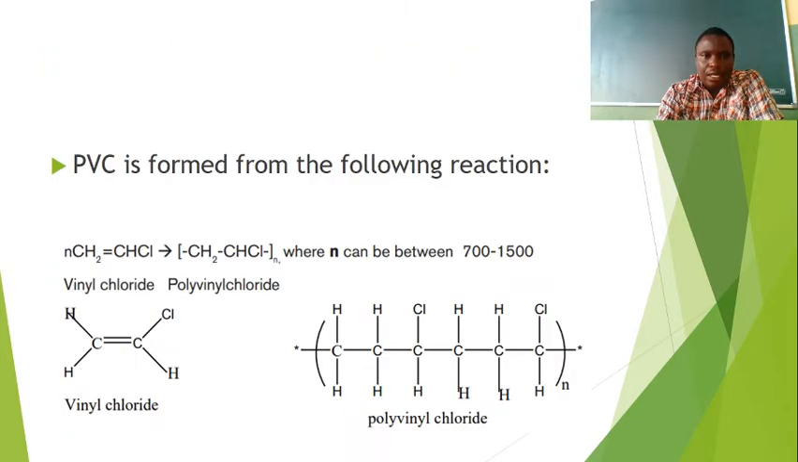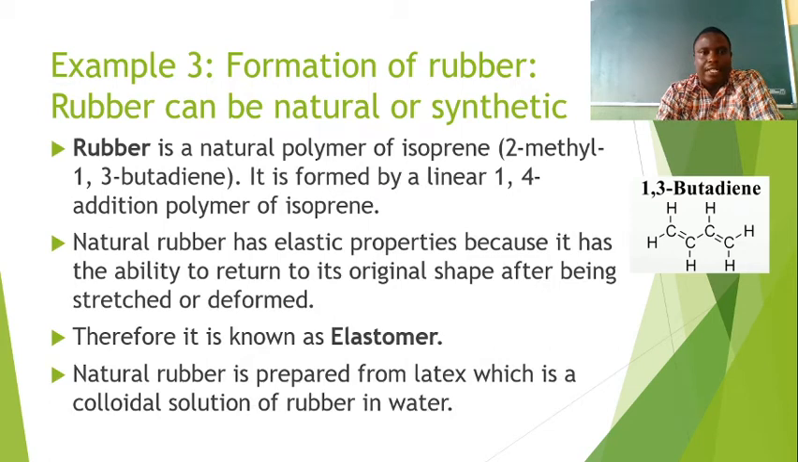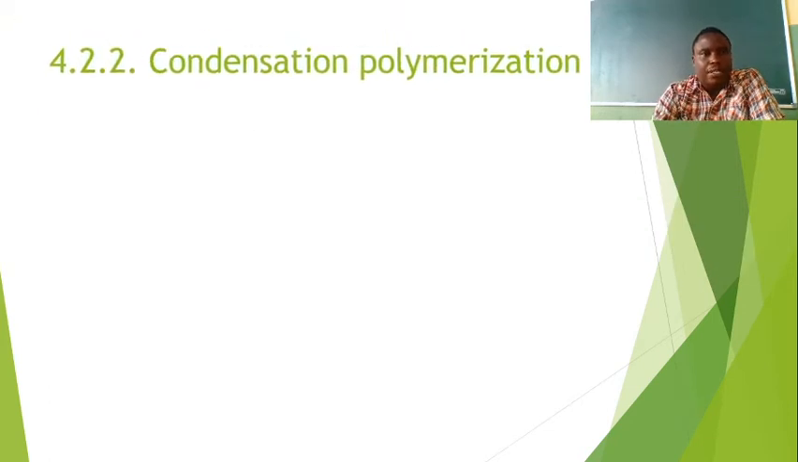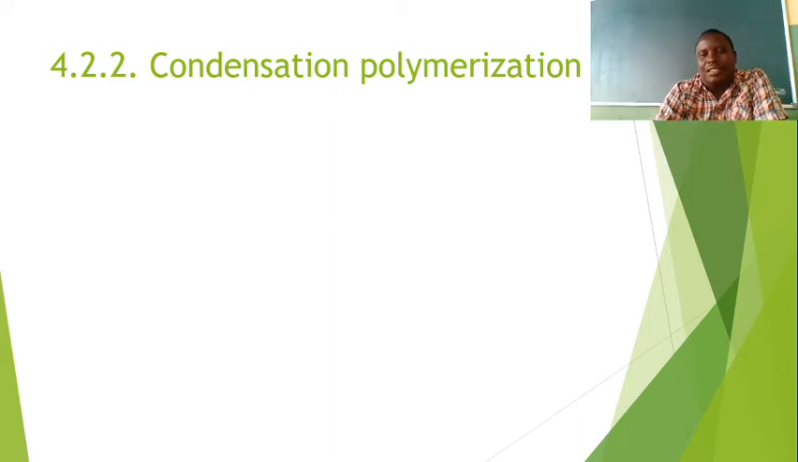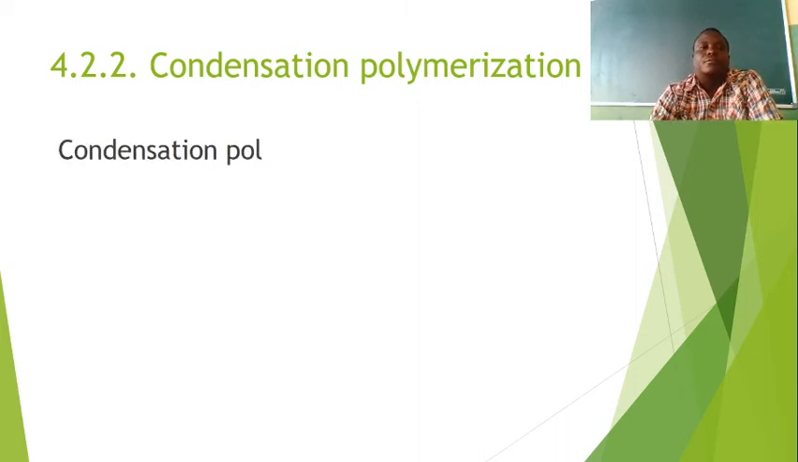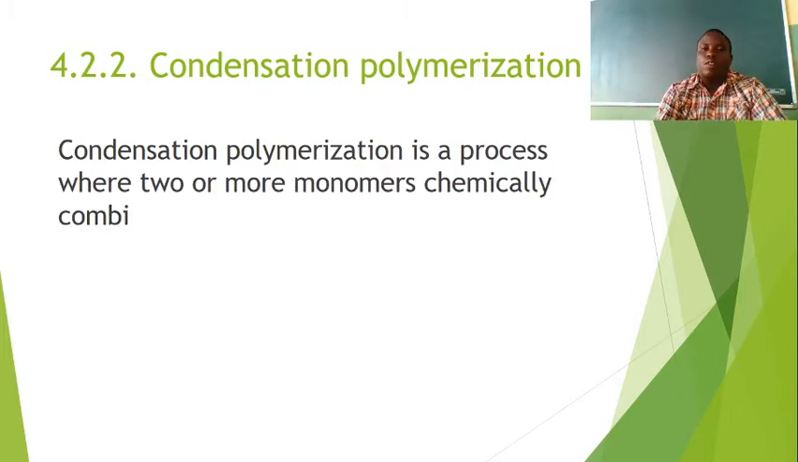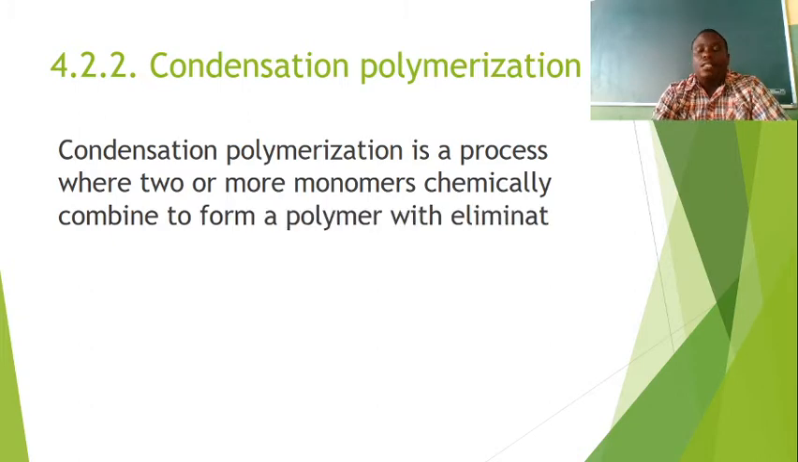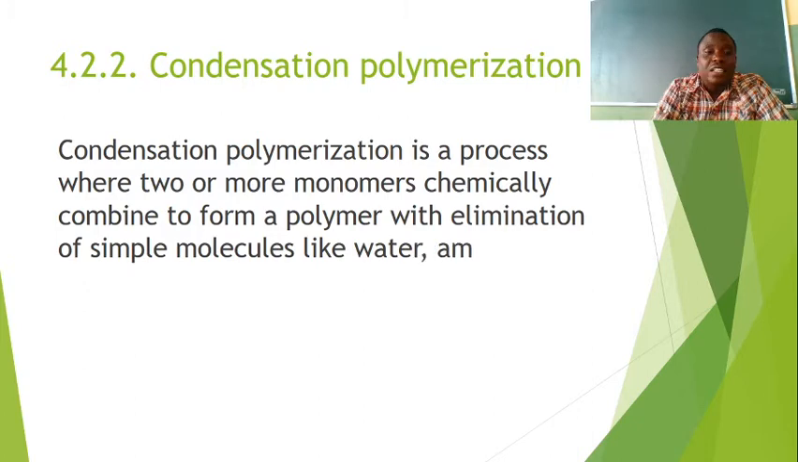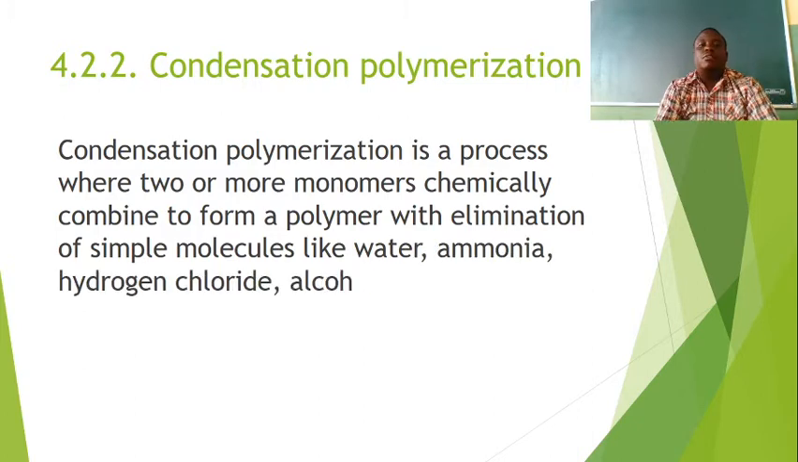So let us move on to the next one. The next one is condensation polymerization. How does it differ from addition polymerization? So condensation polymerization is a process where two or more monomers combine to form a polymer with elimination of a simple molecule like water, ammonia, hydrogen chloride, alcohol, or many others that you will find in the different references that you will consult.